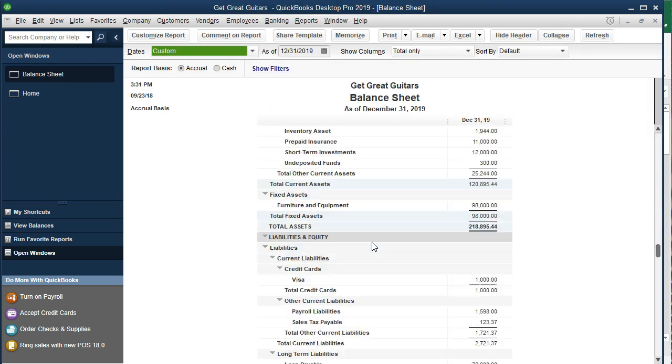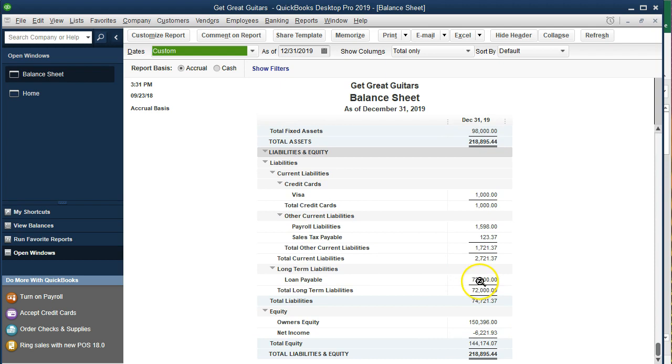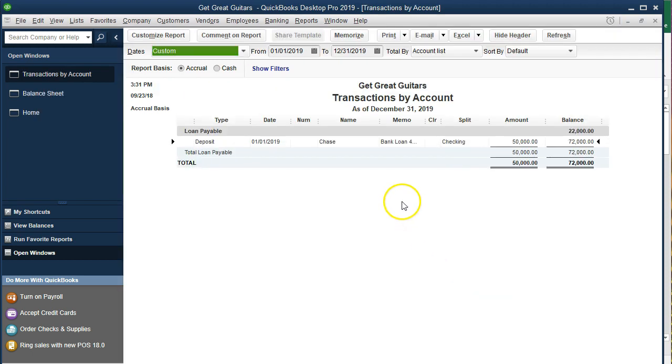Now what we're looking at is the liability. We have this loan down here, this $72,000 loan. I'm going to double click on that so we can see more detail of it. And you'll note that it really is 2 things that happen here. We had the beginning balance of 22,50.